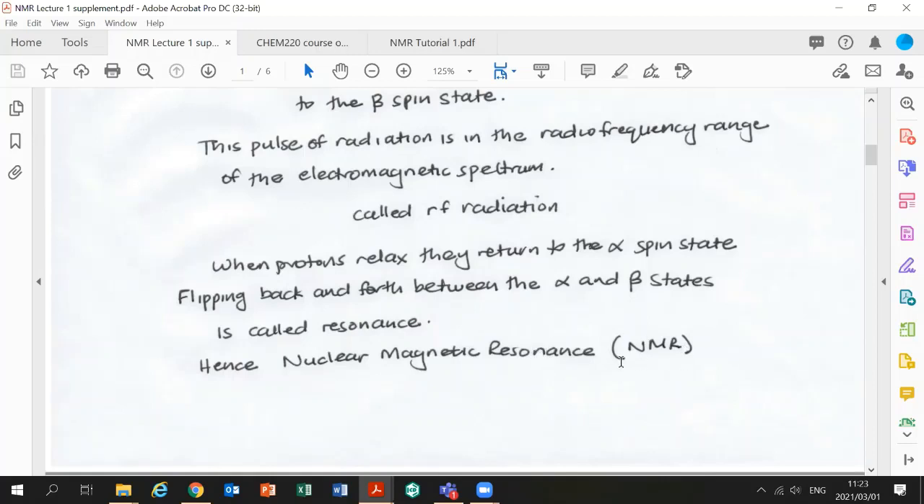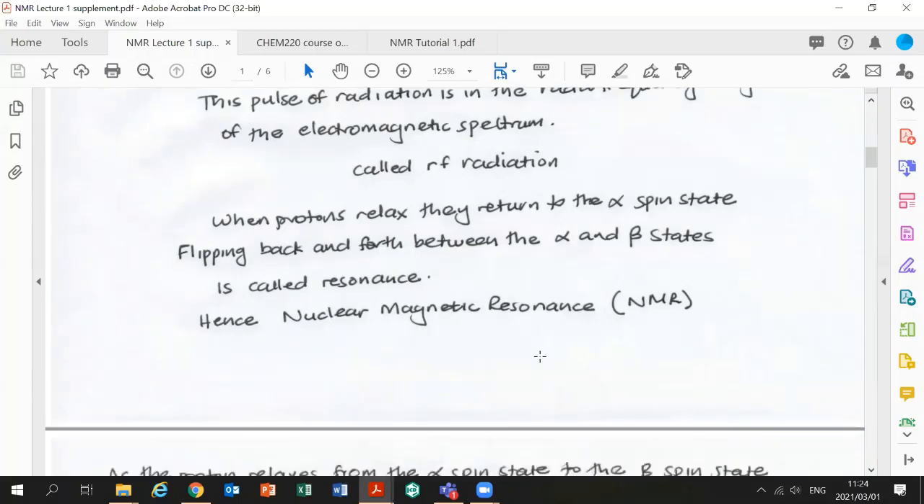So generally we call it NMR, right? And when people say NMR, sometimes people don't know what NMR means. The nuclear magnetic resonance, you can actually explain to them what nuclear magnetic resonance is by telling them about the alpha and beta spin states and the energy involved between going back and forth between the states. And you can also tell them that the radio frequency pulse that you're going to provide allows a proton to go from the alpha spin state to the beta spin state.